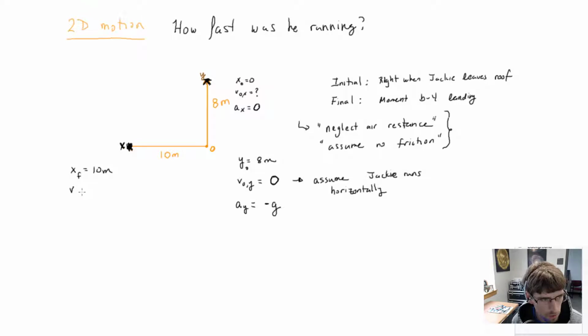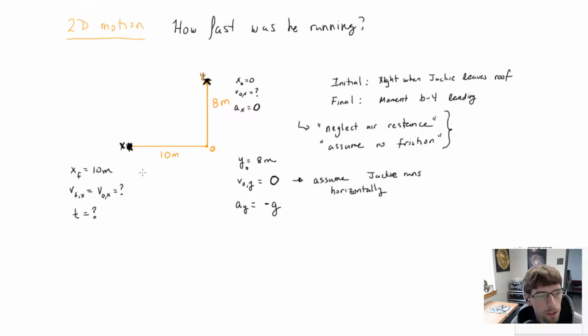final, in the x direction. That's still unknown. But if we assume the acceleration in the x direction is 0, what does that tell us about the final speed as compared to the initial speed? They're the same. We'll put a question mark there. And the time of flight, we don't know, so I'll put a question mark there.